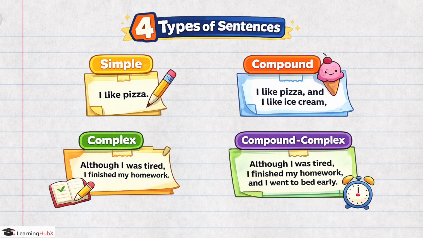There are 4 types of sentences based on how clauses are joined. They are simple sentences, compound sentences, complex sentences, and compound-complex sentences. Let's look at them one by one.